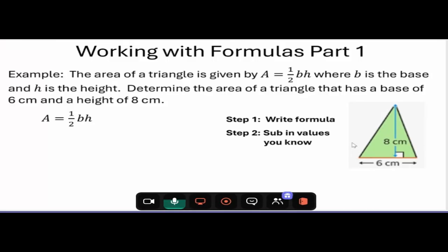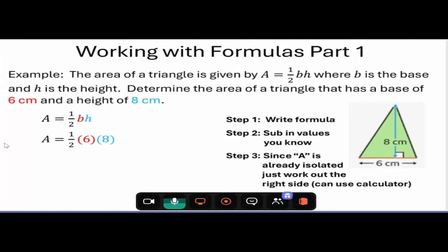Step 2 will again be the same for all of them. Sub in everything you know. So in this case, we have been told that the base is 6 centimeters, which I put in red there. So I replaced the B with a 6. And the height in blue is 8 centimeters, so I replaced the H with an 8. Again, you see how my equal signs always line up. So the area is 1/2 BH. We plug in the numbers we know, a 6 for the B and an 8 for the H.